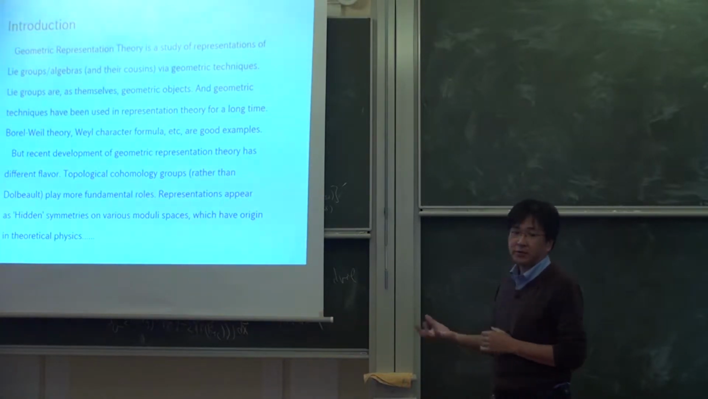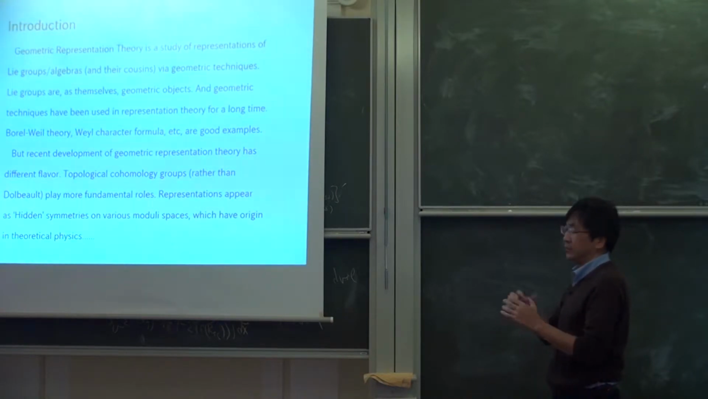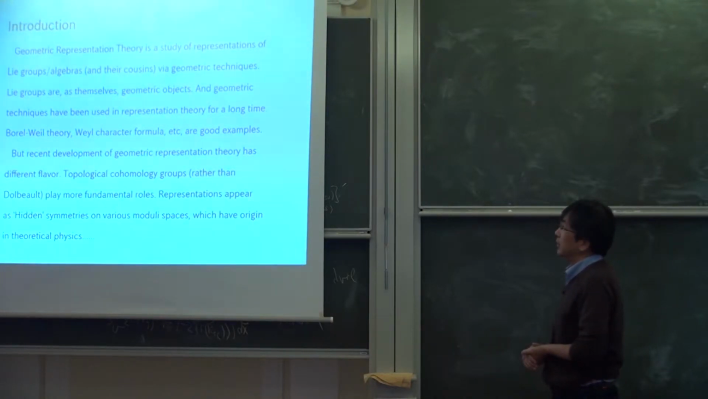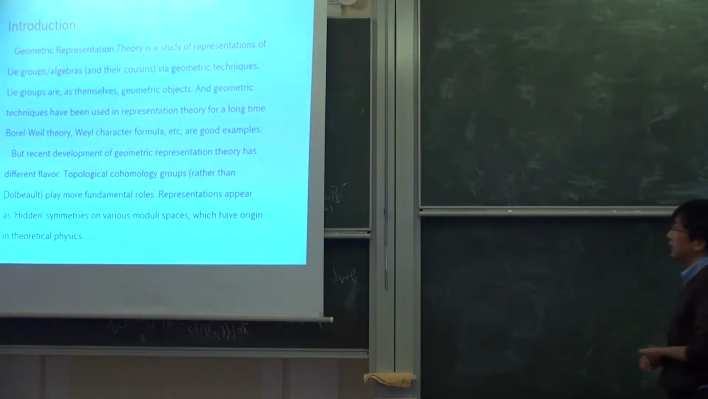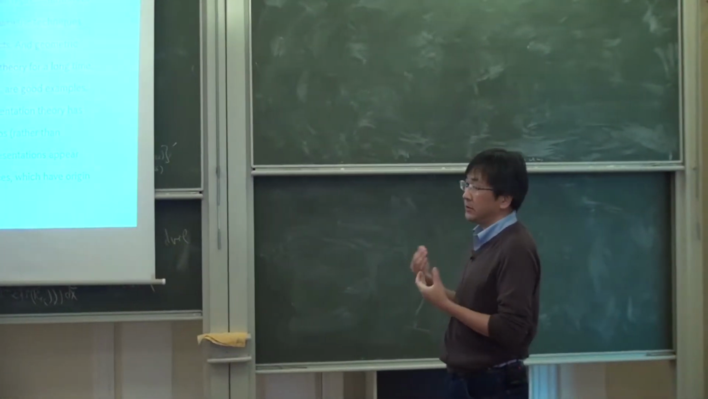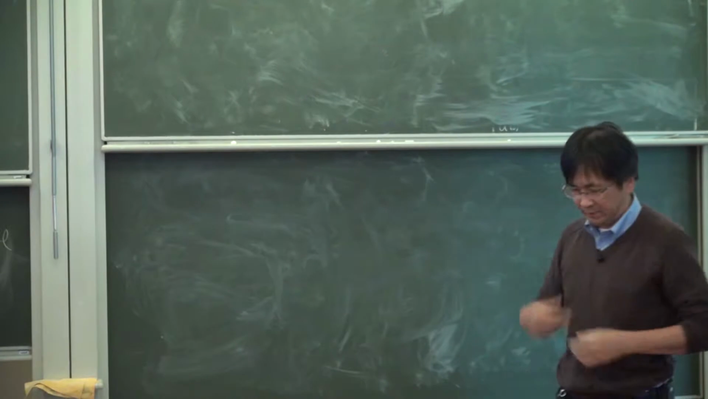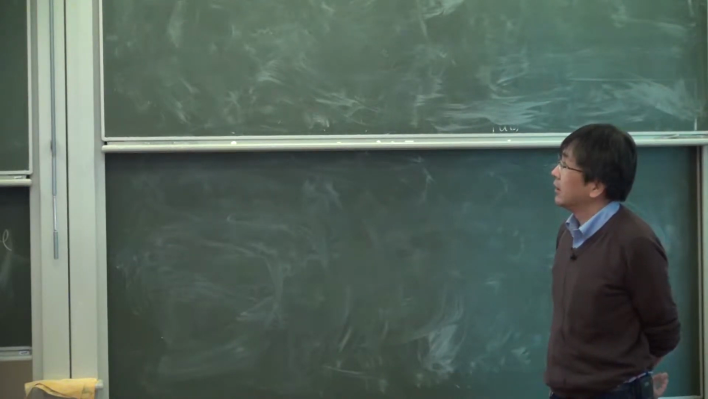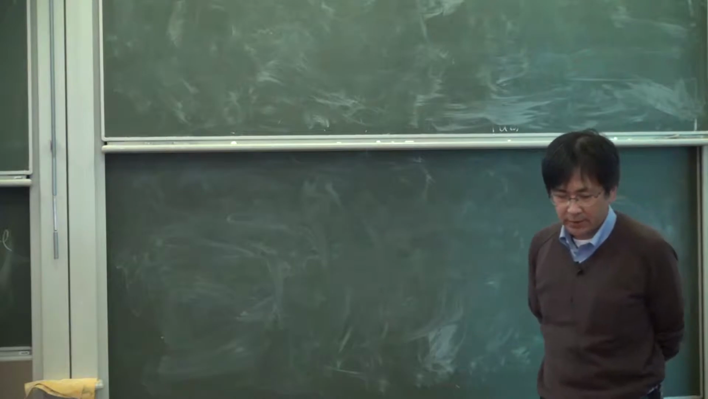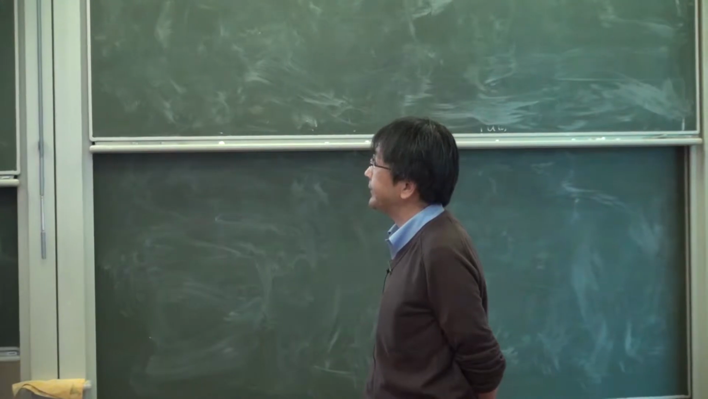Borel-Weil theory says that you study some flag variety which has a Lie group action. For example, you consider the projective line. You have the group SL2C acting on the projective line, and you consider the holomorphic line bundle on the projective line, and the space of its sections is a representation of the Lie group. Using this geometric construction, and especially using the cohomology groups of these line bundles, you can say many things on representations of Lie groups.